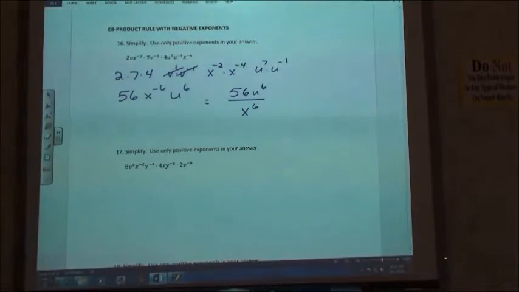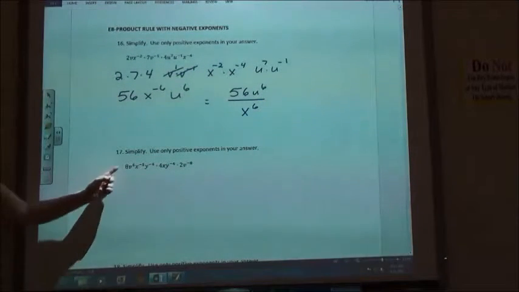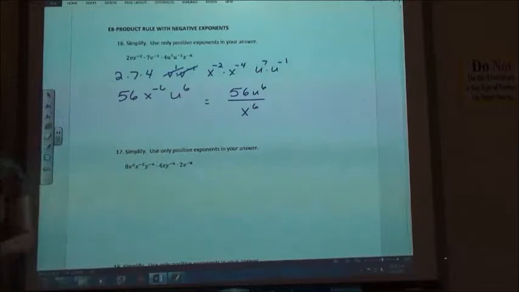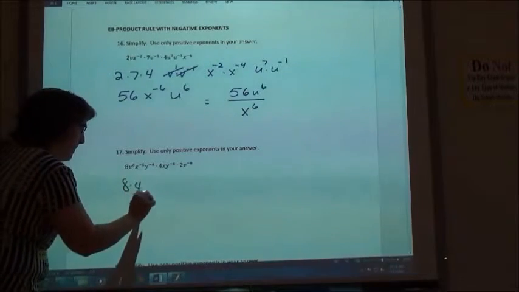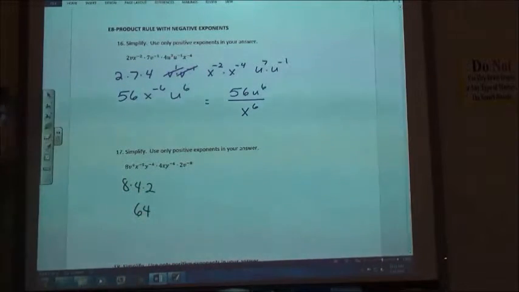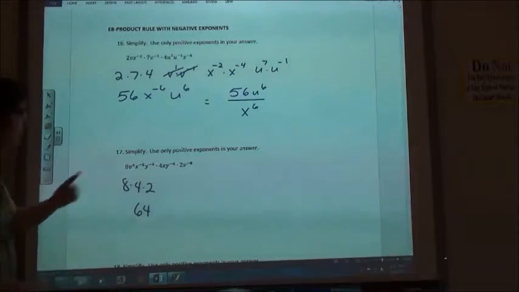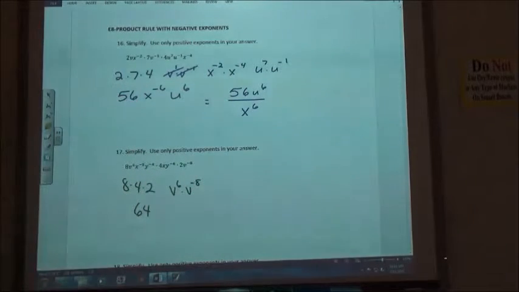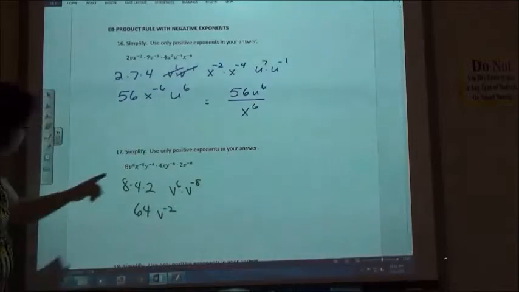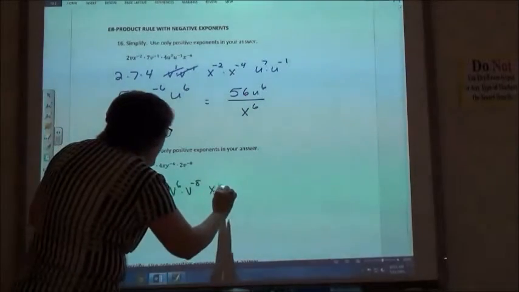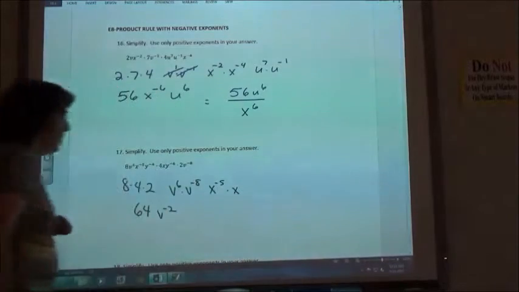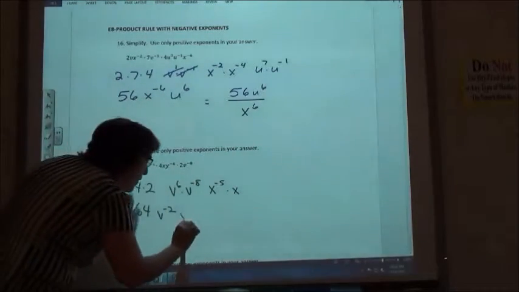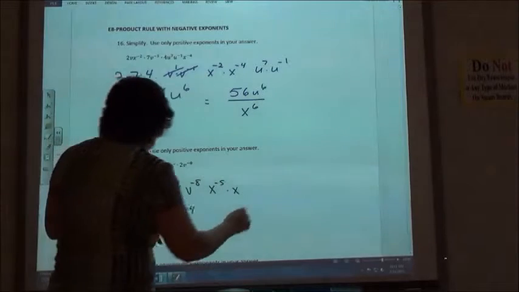So number 17, going to start out with my numbers. I have an 8 times a 4 times a 2. That's 64. Then I'm going to do my variables. I have a v to the 6th and a v to the negative 8. I would get v to the negative 2. I do my x's. I have an x to the negative 5 and a plain x. X to the negative 4. And y squared.